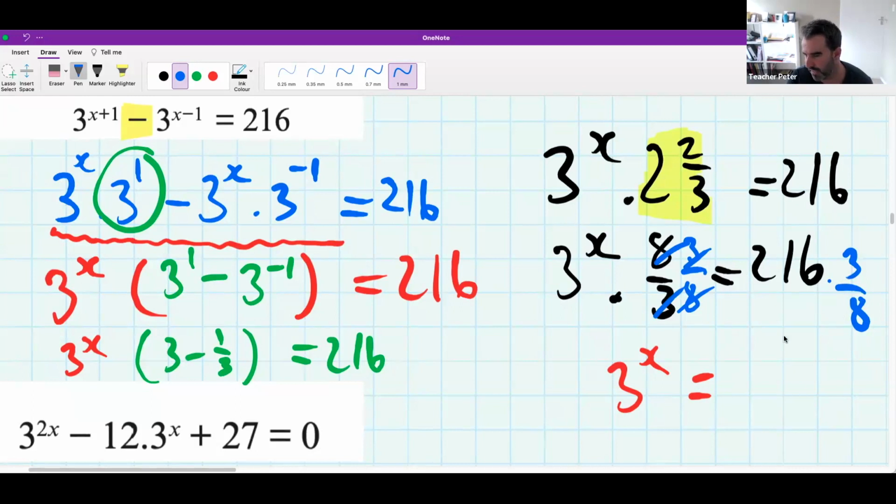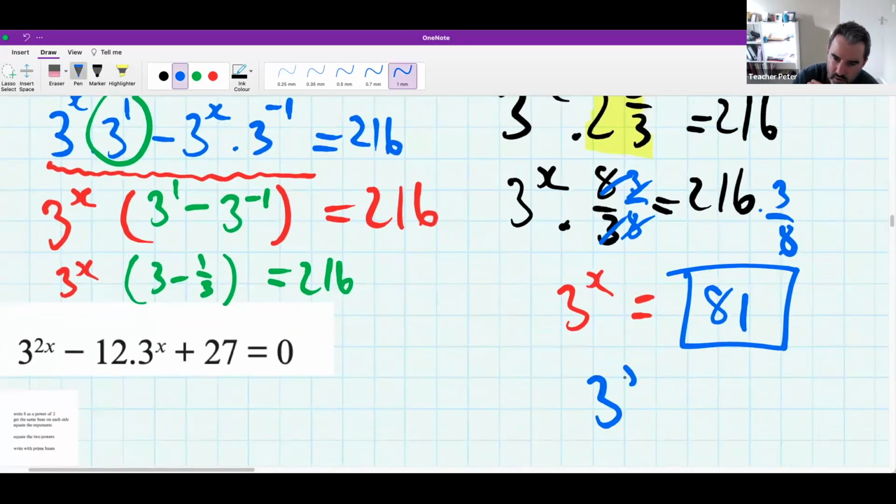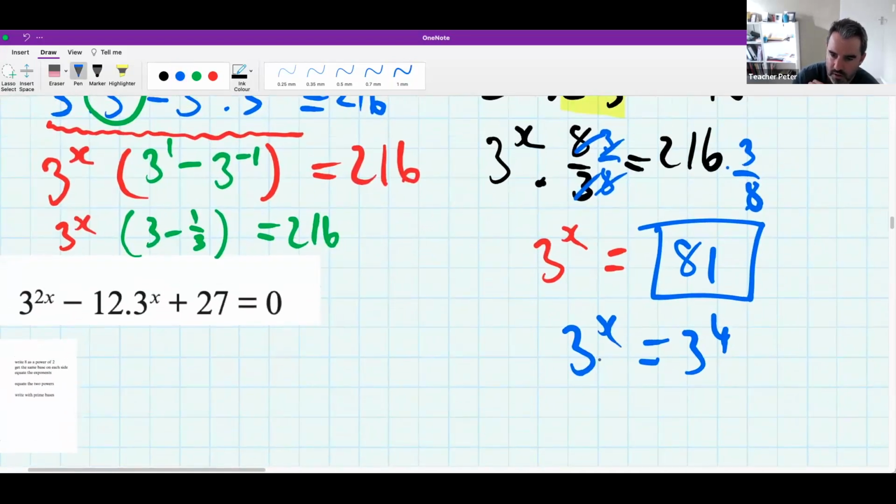And then probably I could just use my calculator here to get the number. So what number am I getting here? Or I could divide 8 in, but yeah, what do you get here? What number am I getting here? Is it 81? So 216 times 3 over 8. And if it's 81, then we get 3 to the 4, and then my answer must be x is 4. So that was quite a mouthful, huh?